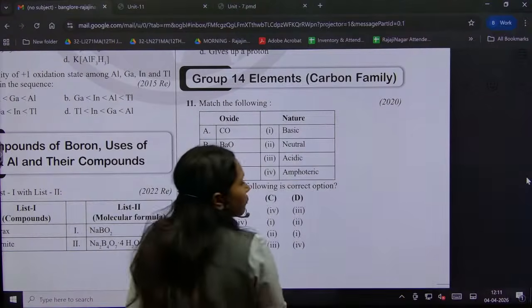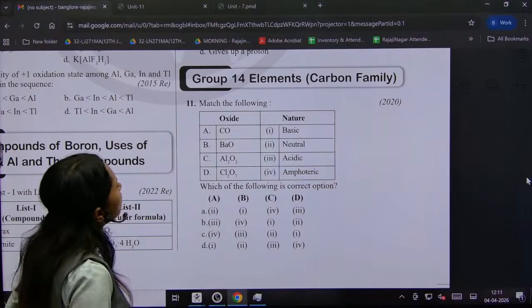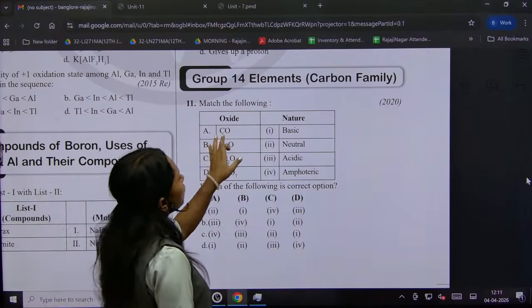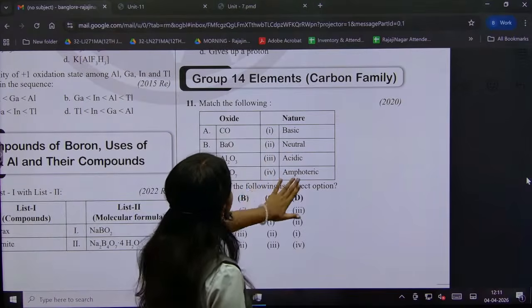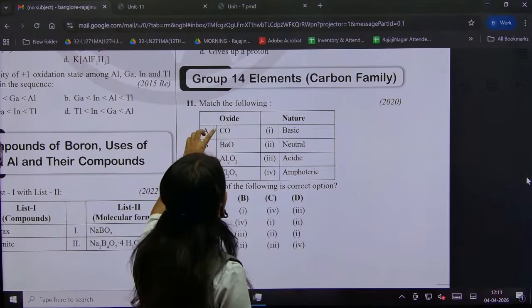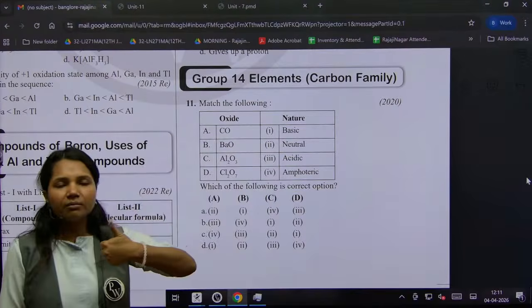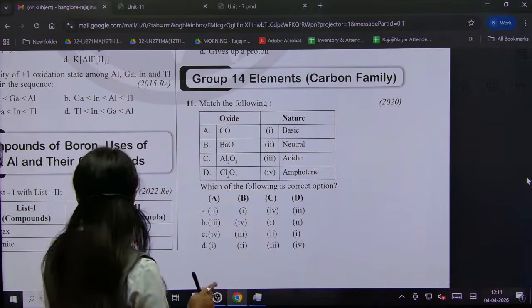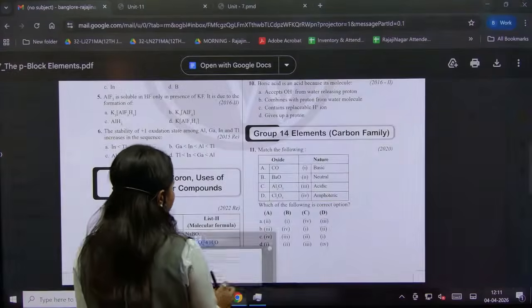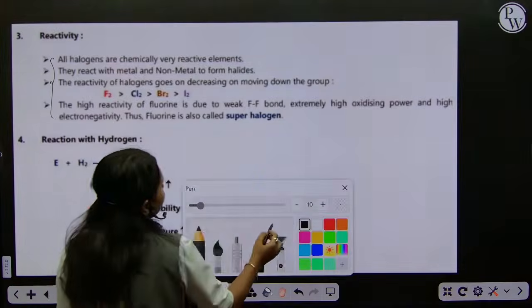Okay, so I have given you enough time. Do let me know what is the answer for this. Carbon monoxide is neutral, barium oxide is basic, aluminum oxide is amphoteric, and this is acidic. So I have told you metals are basic, non-metals are acidic, and metalloids show amphoteric behavior, right? So quickly come here and we'll finish this.